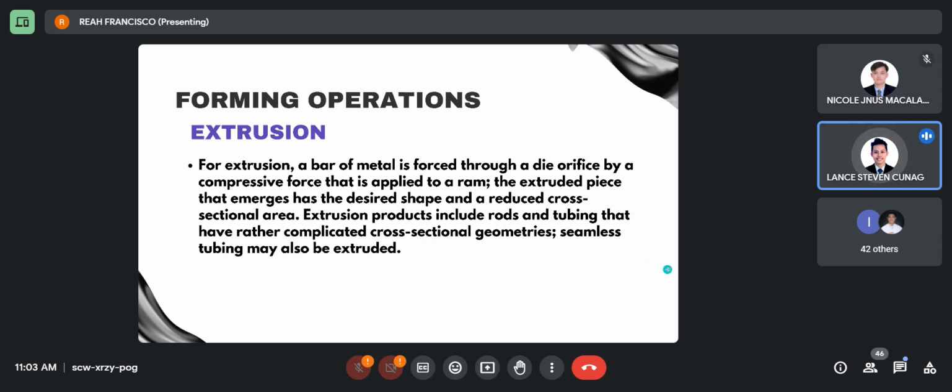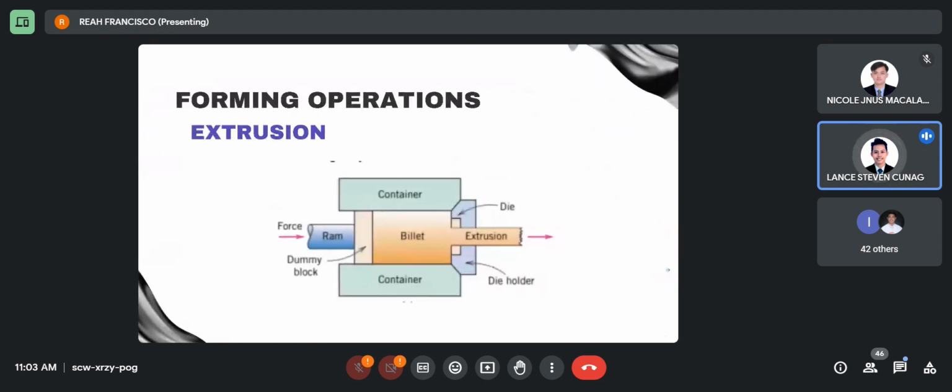So in the next slide, we have the diagram for the extrusion. So additional details, extrusion is a continuous process ensuring uniformity in the cross-sectional shape of the product. The process offers design flexibility and the ability to create intricate and customized profiles.